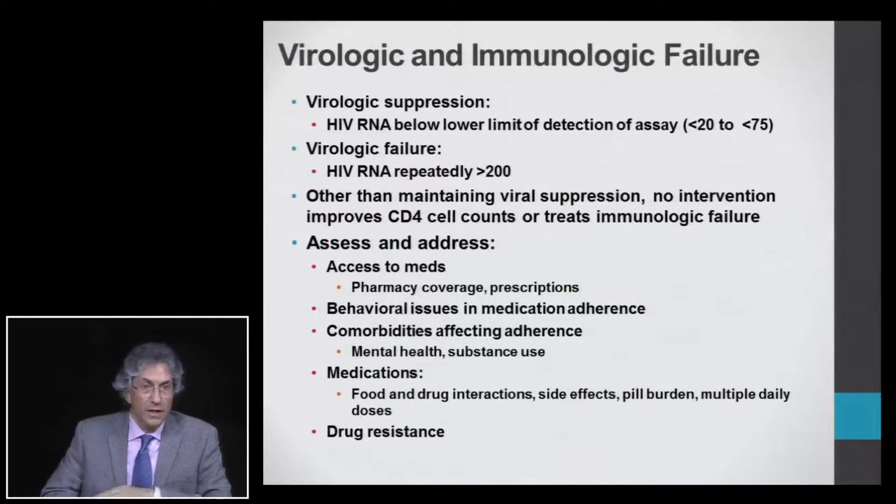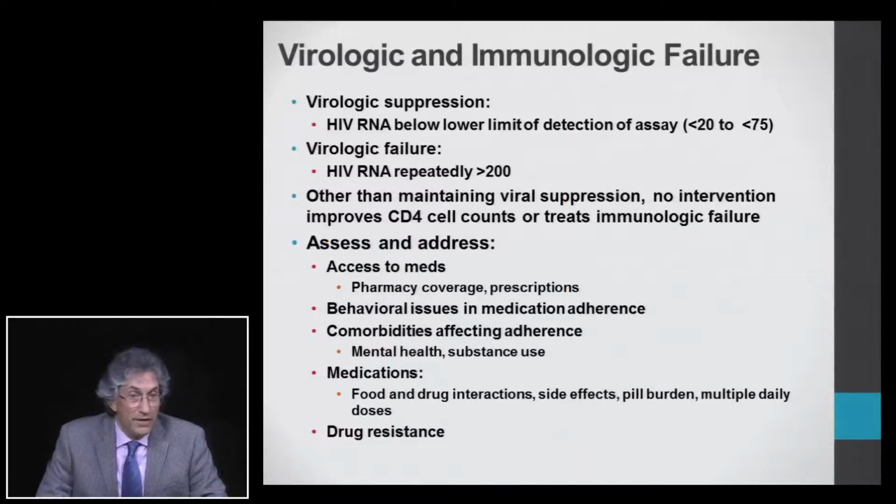We have some definitions of failure: virologic failure and immunologic failure. So virologic suppression is called when the viral load is less than that lower limit of detection, less than 20 or less than 50 or less than 75, depending on the test your laboratory uses. Virologic failure is always called a viral load repeatedly over 200 in someone on treatment.